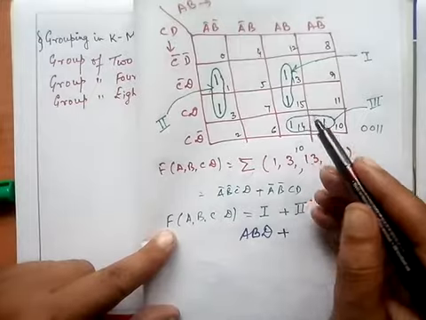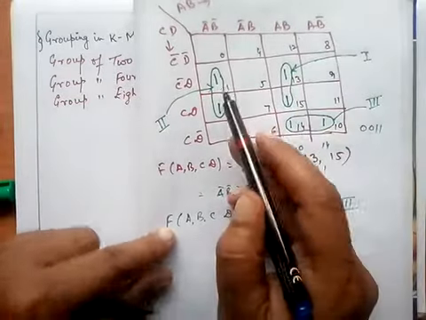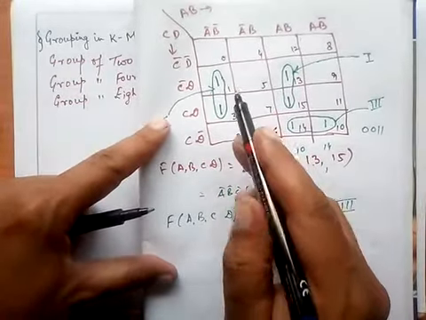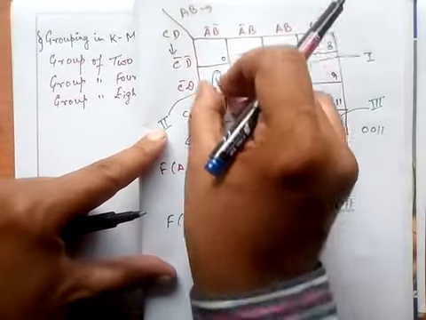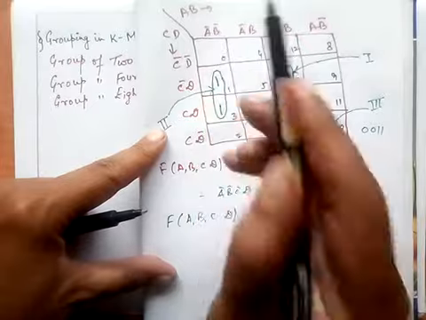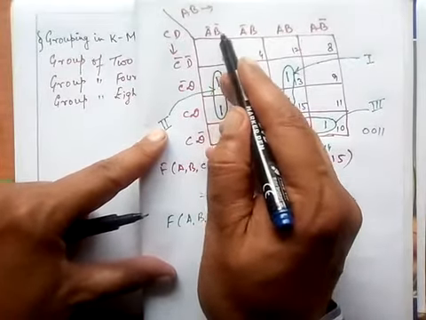Look at the second one. This is ABD. Look at the second one. The second group or second pair, I can say. Look at the vertical side. On the vertical side it is A bar, B bar. On the vertical side this is A bar, B bar.